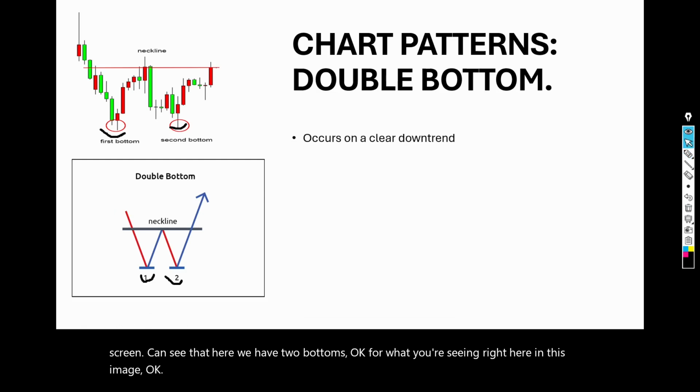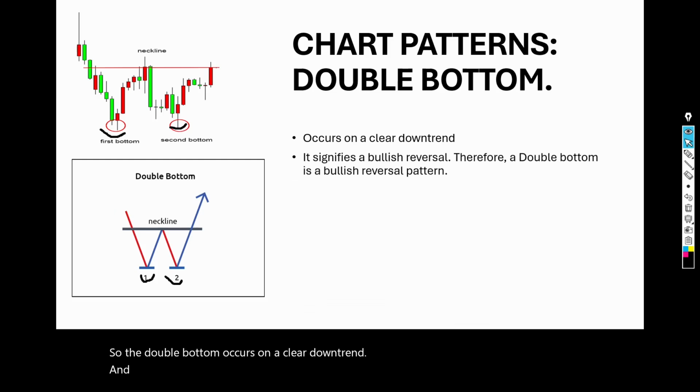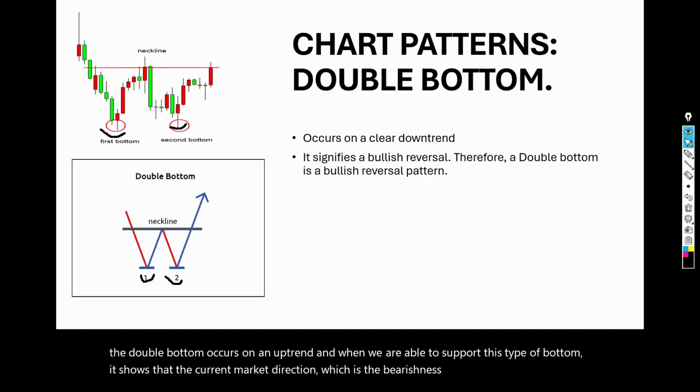So the double bottom occurs in a clear downtrend, and it signifies a bullish reversal. Therefore, a double bottom is a bullish reversal pattern. When we are able to spot this double bottom, it shows that the current market direction, which is bearishness, is going to change into bullishness.